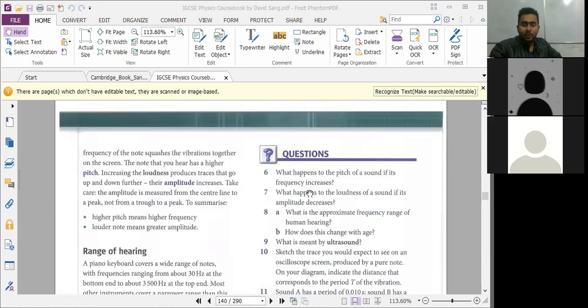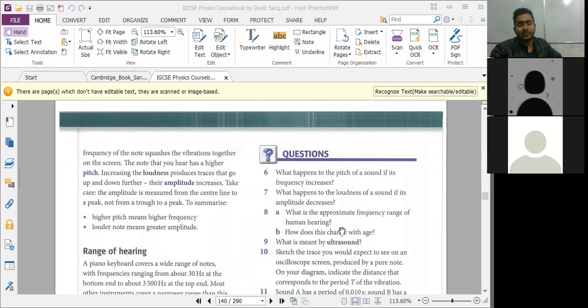Question number 6. What happens to the pitch of sound if its frequency increases? If frequency increases, pitch will increase. Tick mark. What happens to the loudness of a sound if its amplitude decreases? The loudness will decrease. Correct. Number 8. What is the approximate frequency range of human hearing? 20 hertz to 20,000 hertz, or 20k hertz, right?